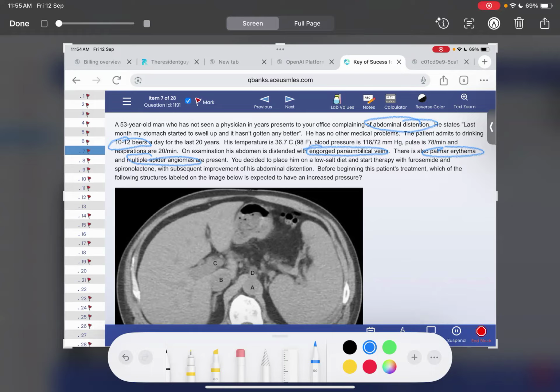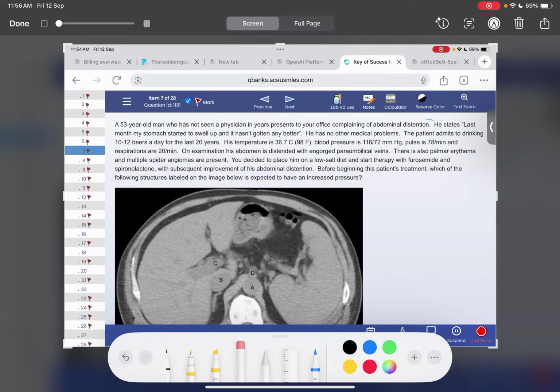But what are they asking about? They are asking, before beginning this patient's treatment, which of the following structures labeled on the image below is expected to have increased pressure? It is basically the high back pressure they are asking about. Yeah, we have portal hypertension in liver cirrhosis, right? Yes, portal hypertension, perfect. That will lead to back pressure into the esophagus. You will have bleeding esophageal varices, bleeding in the stomach, backflow, pedal edema, and everything in that case.